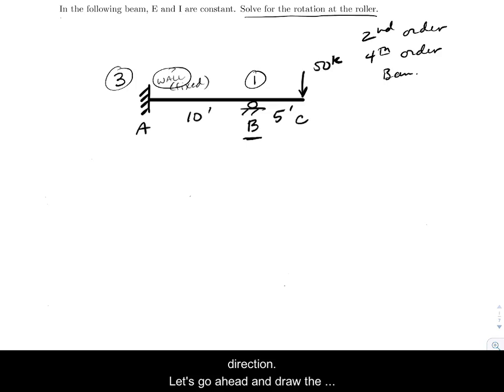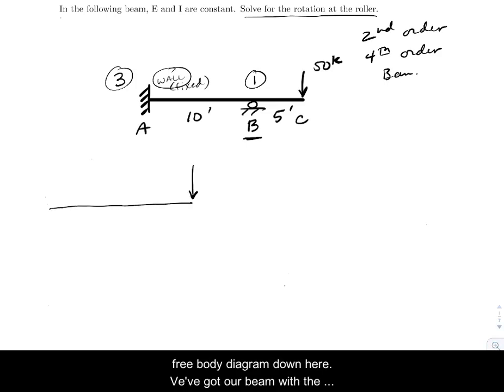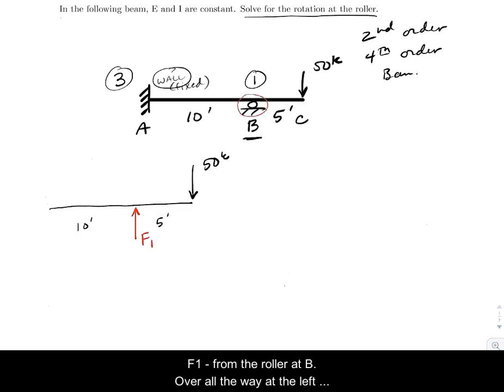So let's go ahead and draw a free body diagram. Down here, we've got our beam with the point load of 50 kips. We've got a total of 15 feet on our beam. I have a reaction force, I'm going to call that F1, from the roller at B.